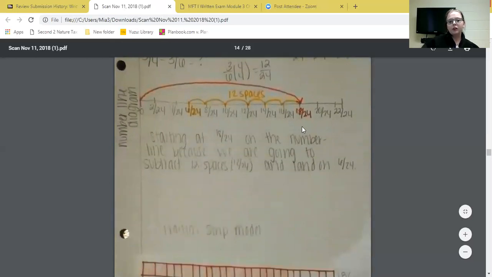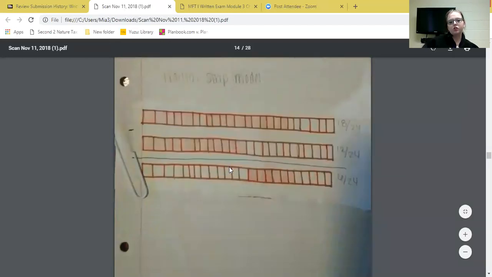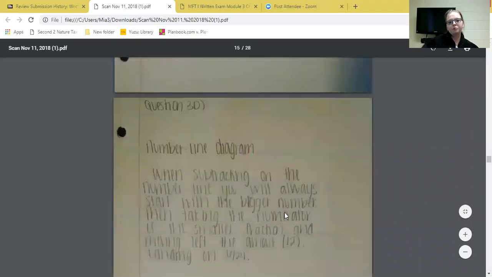So with the number line diagram, we're going to start at 18/24. And we're going to go back the numerator of 12 spaces. This diagram is created in twos, so we're going to go back 2, 4, 6, 8, 10, 12, and land on 6/24. And so here's our fraction strip model. The boxes are 24. So 18 minus 12 gives us the 6 red boxes in the middle that follow down.